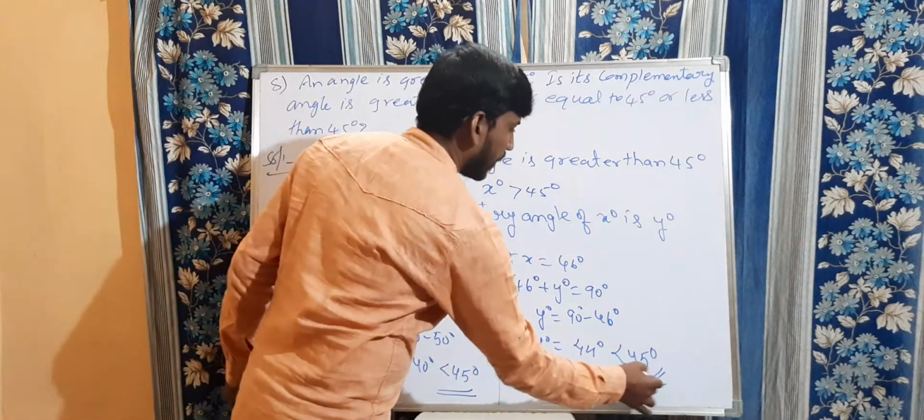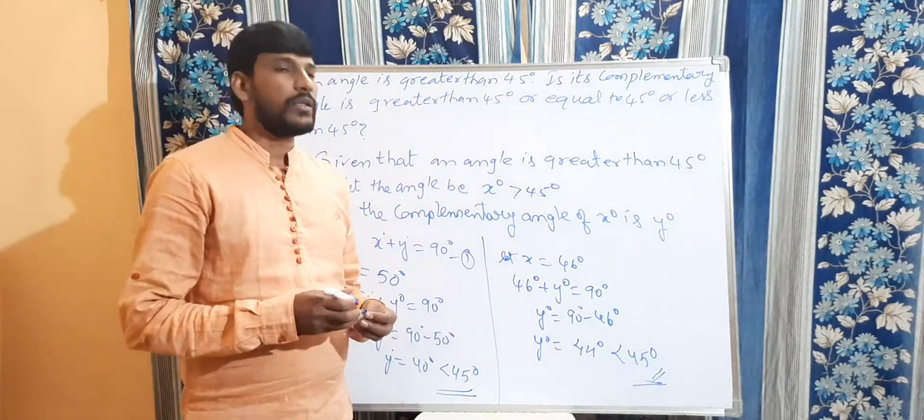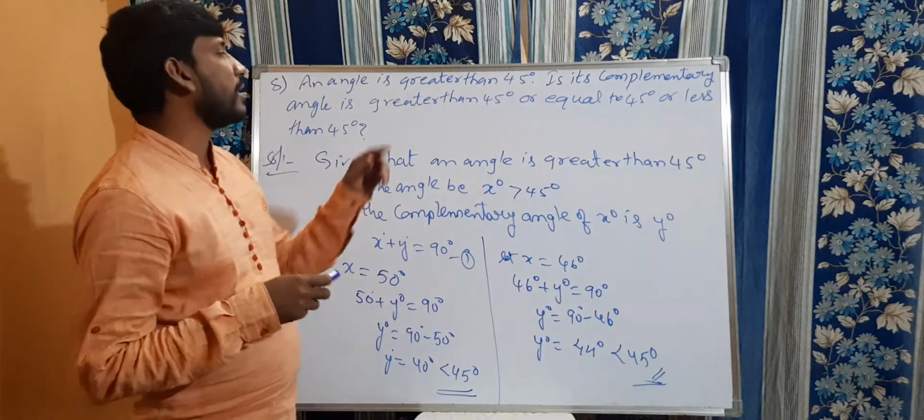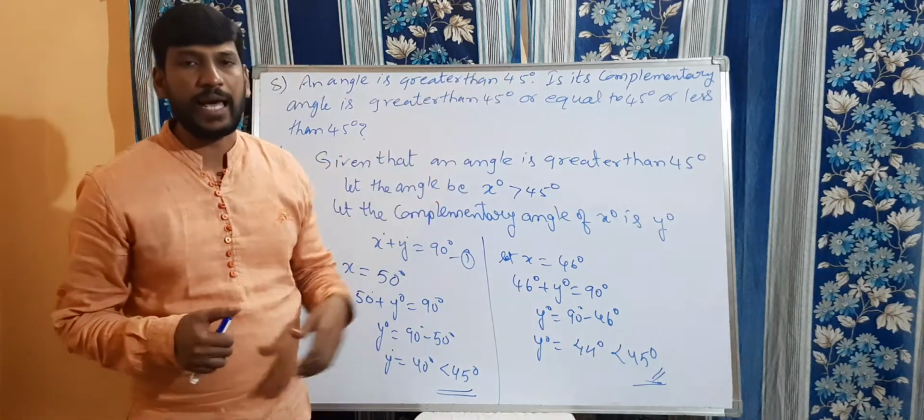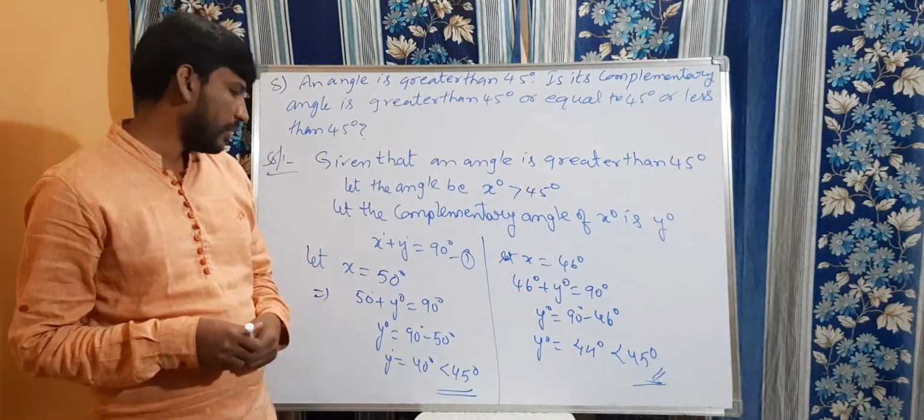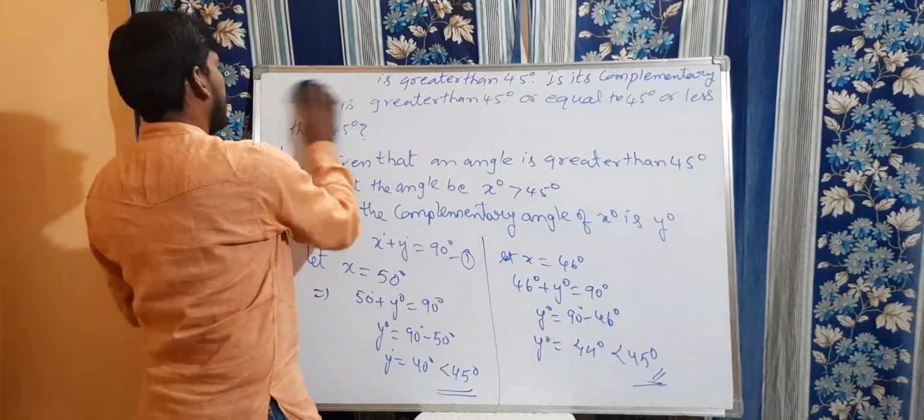Clear? So what are we going to write as the therefore statement? Therefore, if an angle is greater than 45 degrees, then its complementary angle is always less than 45 degrees. Okay? That you should write. Clear? Can I write here? Right, I am going to write here.